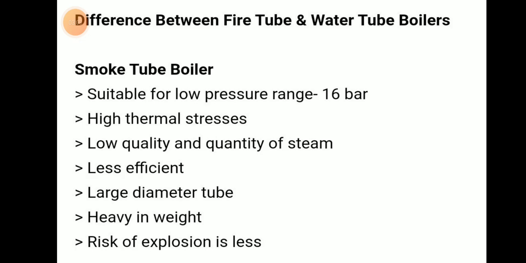Now the differences between the fire tube boiler and the water tube boiler. Smoke tube boilers are suitable for the low pressure range, that means 16 bar, with high thermal stress, low quality and quantity of steam production, and less efficiency. They have large diameter tubes and are heavy in weight, and the risk of explosion is less. So these are the characteristics of the smoke tube boiler.